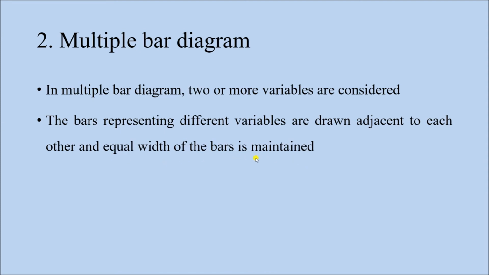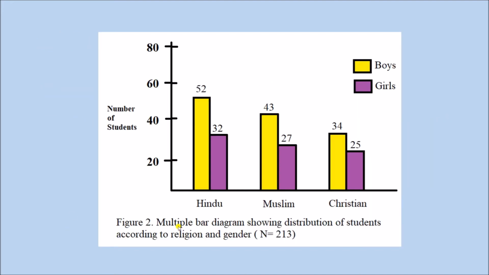So here also the bars should be of equal width, and since we are presenting two or more variables, in that case two or more bars should be drawn adjacent to each other. Now again let me show you the example. So this is the multiple bar diagram showing distribution of students according to religion and gender. From the title we can see we are presenting here two different variables, religion and gender, and the total number of students is 213.